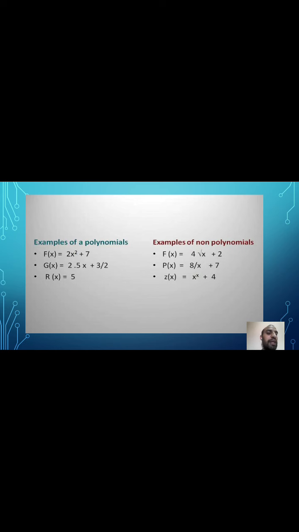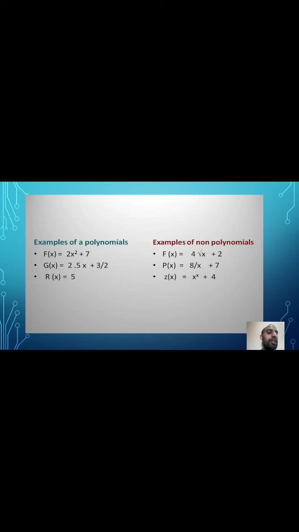Then you see the second side, examples of non-polynomials. So what is the difference in both? You can compare: f(x) equals 4 under root x plus 2. Under root means power is 1 upon 2. So this is not valid. So this is not a polynomial. Second is p(x) equals 8 upon x. So x is in the denominator. Once again it is not a polynomial.